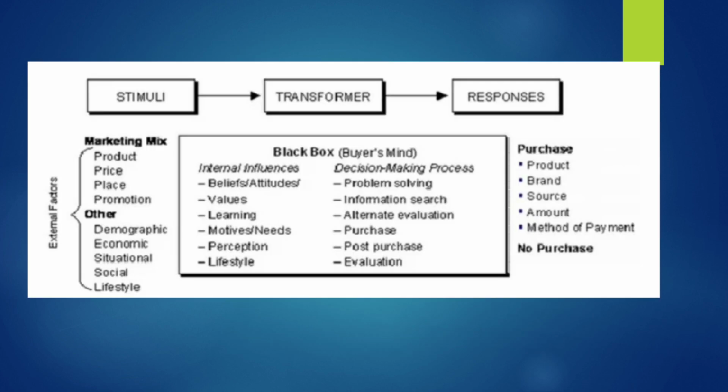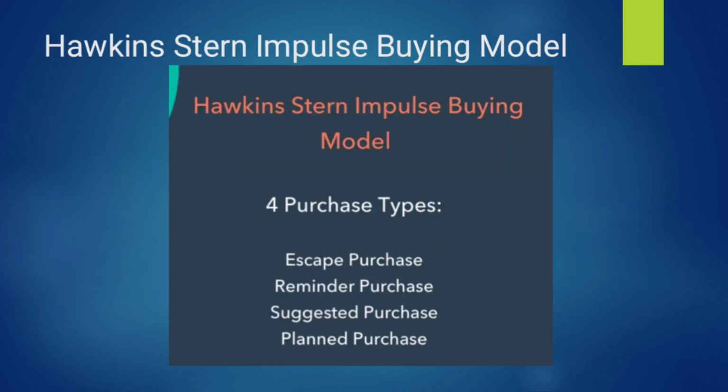So the stimuli is transformed into responses. So the purchases: product, brand, source, amount, methods of payment. Hawkins' impulse buying model has 4 types, that is escape purchase, reminder purchase, suggested purchase, and planned purchase.